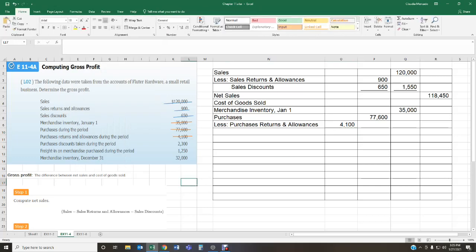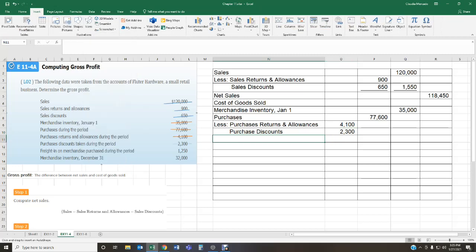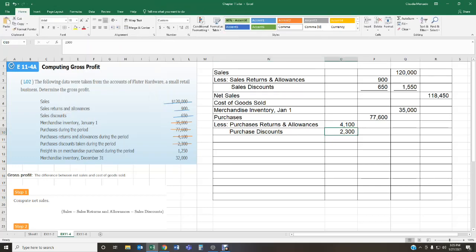And then we also had purchase discounts. Okay. And we had purchase discounts of $2,300. There we go. Let me mark that off. Okay. So we made a purchase of $77,600. We returned $4,100, and we had purchase discounts because we paid on time or we paid before of $2,300.